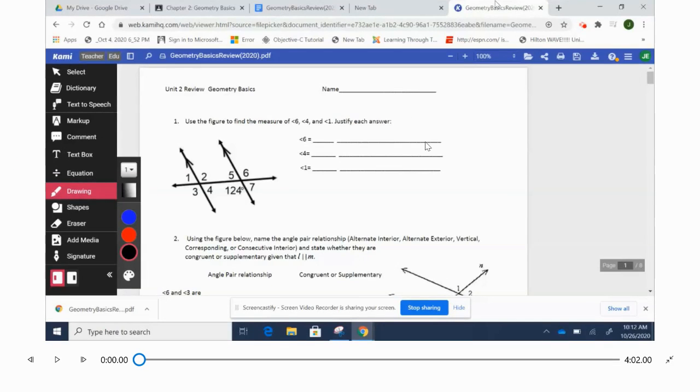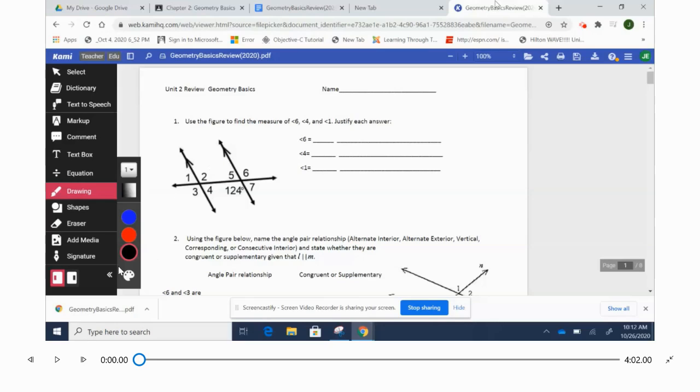Welcome, students. We're going to solve the Chapter 2 review, Geometry Basics. We'll talk you through the different problems here. So we're going to try to find the measure of angle 4. I'm sorry, measure of angle 6, measure of angle 4, and measure of angle 1.